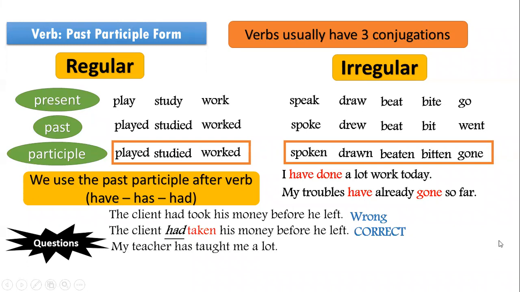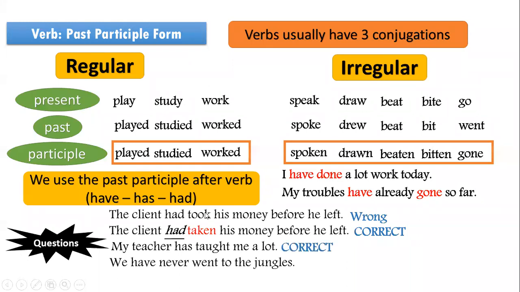My teacher has taught me a lot. Is it correct? Is the sentence correct as it is? My teacher has taught me a lot. Yes, very good, ya Juwayriya, very good, ya Yusuf, very good, ya Hannah. Participants are great today, mashallah. So yes, it's correct. How about this one?